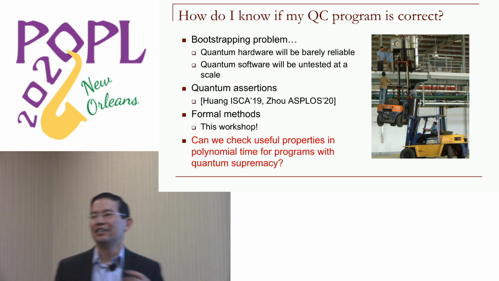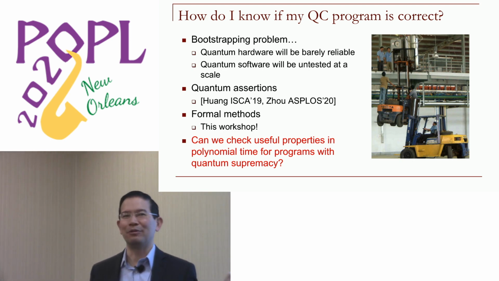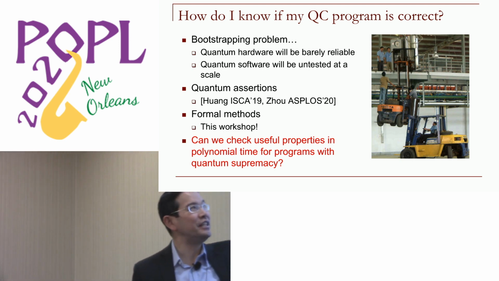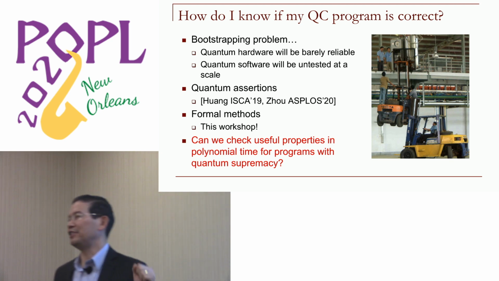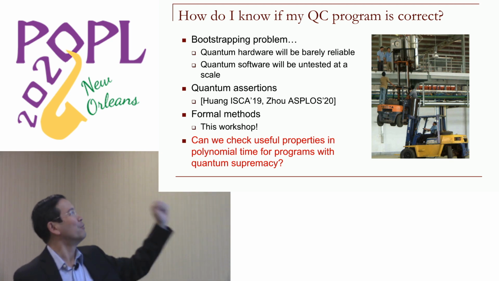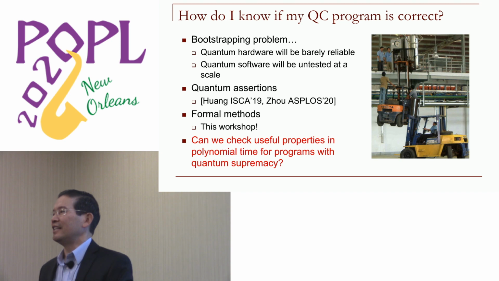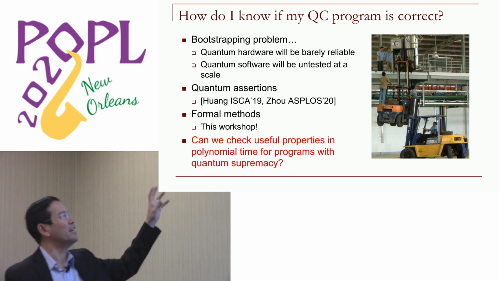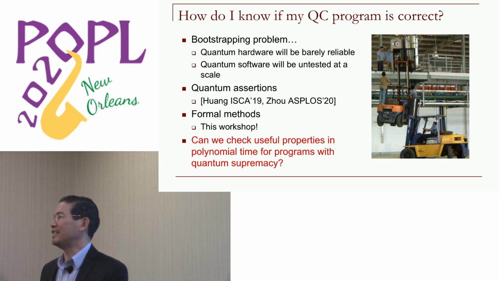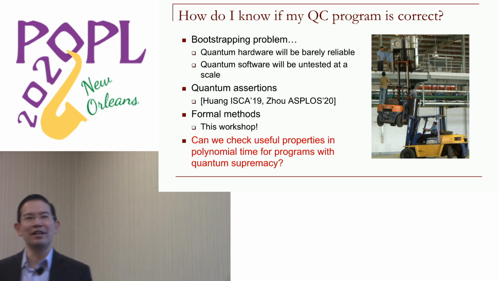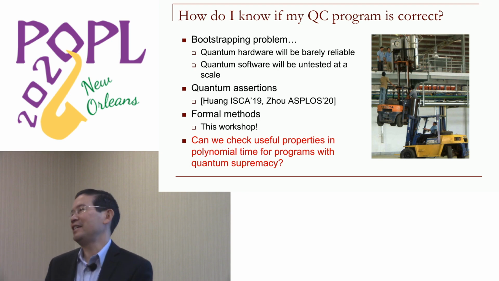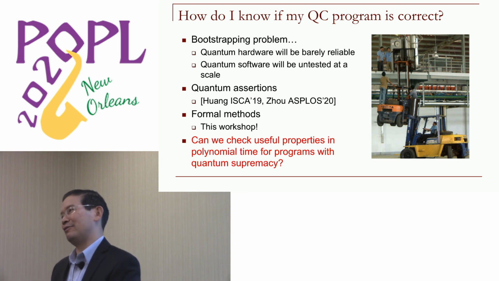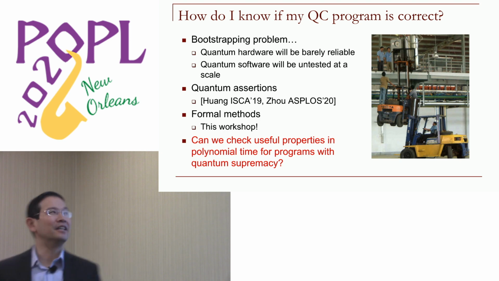OK. So let me just reiterate the hard problem, right? The hard problem is that we're in this sort of ridiculous bootstrapping situation, right, where we're going to be building machines that we're really pushing the limits and that they barely work, right? And at the same time, we're going to be writing software that has been largely untested, right? And when we run this on the machine, basically we're not going to get the right answer, and we're not going to know which one was wrong, right?